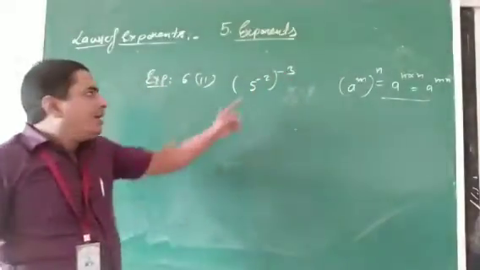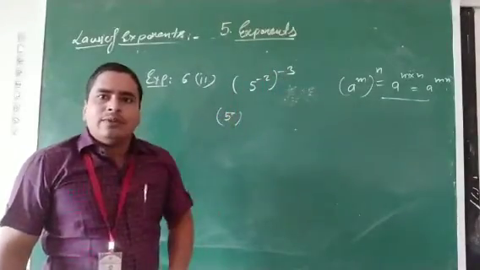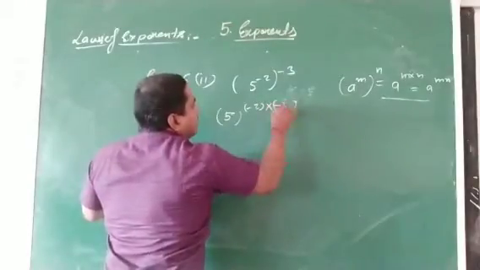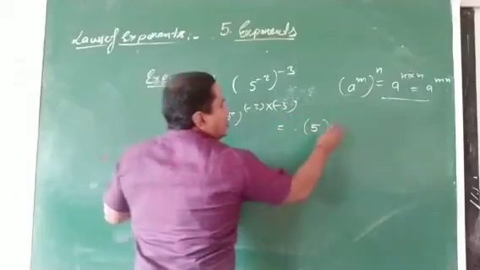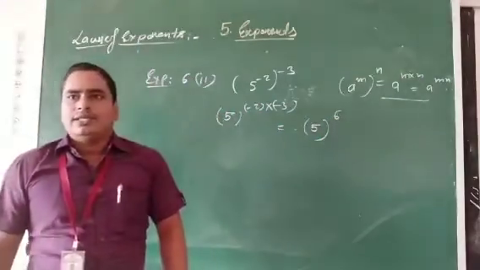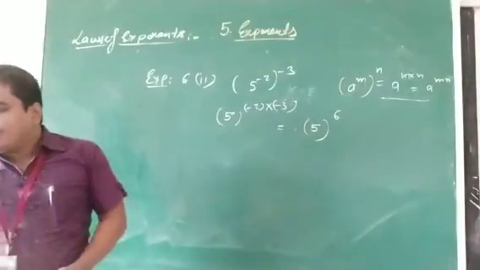First there is power minus 2, then power minus 3. Okay. So both powers will be multiplied. Minus 2 into minus 3. So here 2 into 3 is 6, and minus into minus is plus. So 5 to the power 6. Okay. Clear? Some more examples are given.